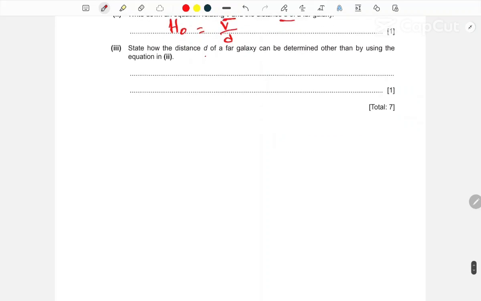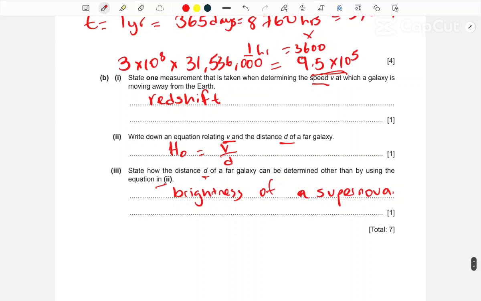State how the distance d of a far galaxy can be determined other than by using the equation in 2. So how we determine the distance of a galaxy is by the brightness of a supernova. A supernova is one part of the life cycle of a red supergiant star. So it's around the end. So a supernova is what forms after a red giant has decayed.